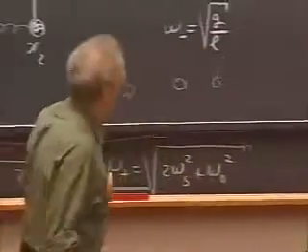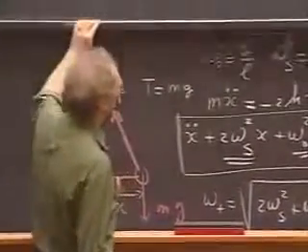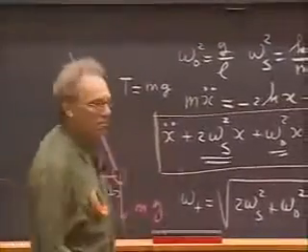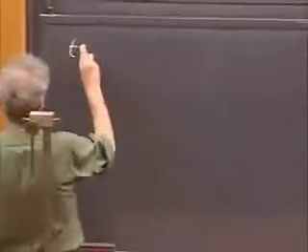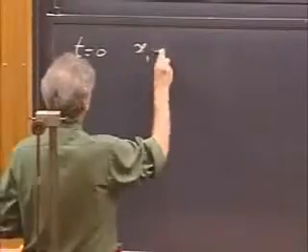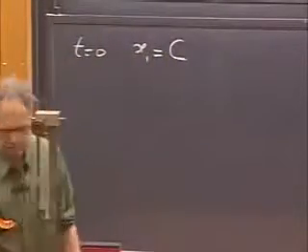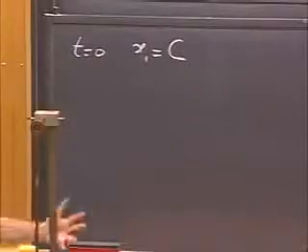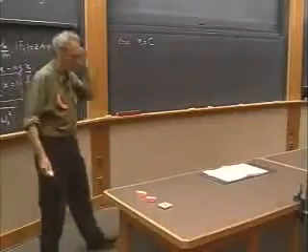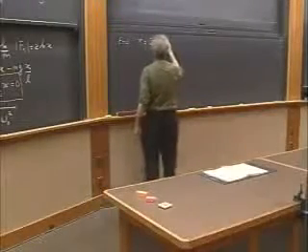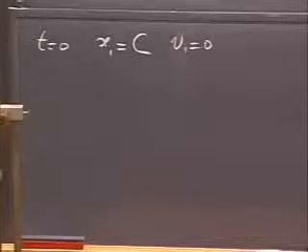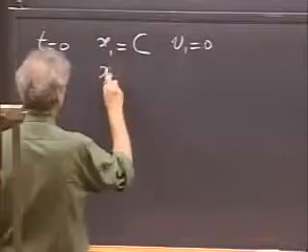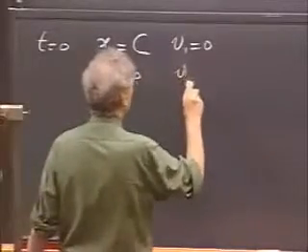Suppose now I start this system off in some way at time t equals 0, which I can choose, and I choose the following. At t equals 0, I make x1 c, just some number c that we can choose, 3 centimeters, whatever you want to choose. But I make v1 0. So as I release it, no speed. And suppose I make x2 0, and I make v2 0.